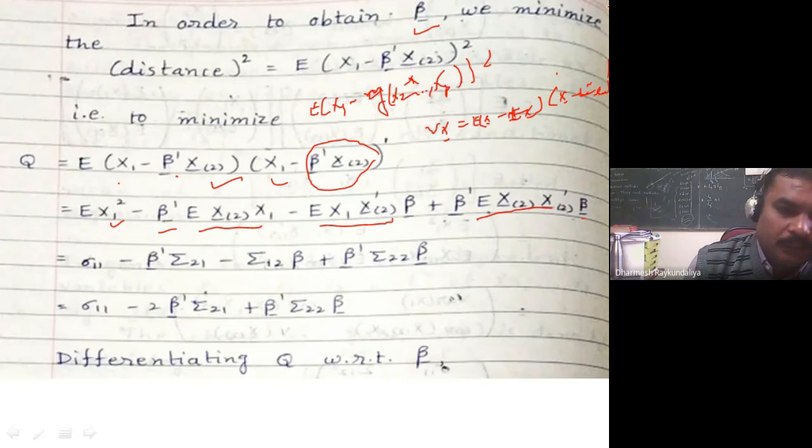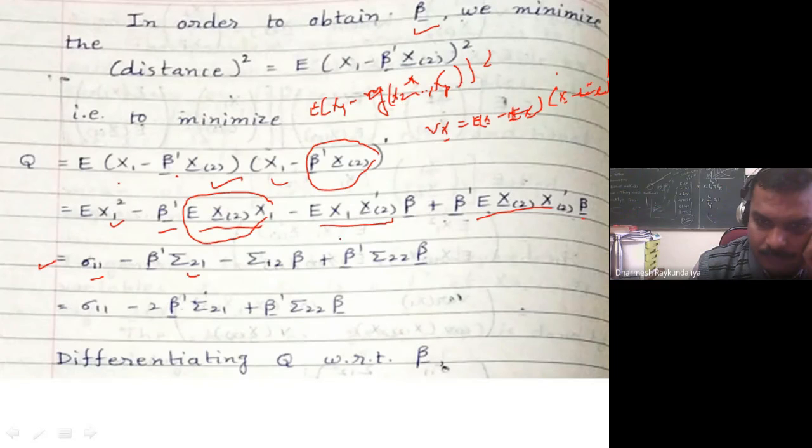But what is the expectation of x1 square? Because the mean is 0, the expectation of x1 square is sigma 1 1. And the expectation of x2 x1 is nothing but sigma 2 1. So it is beta transpose sigma 2 1 minus this, which is nothing but sigma 1 2 beta, plus beta transpose sigma 2 2 beta. So in short, you have to minimize the quantity, which is sigma 1 1.